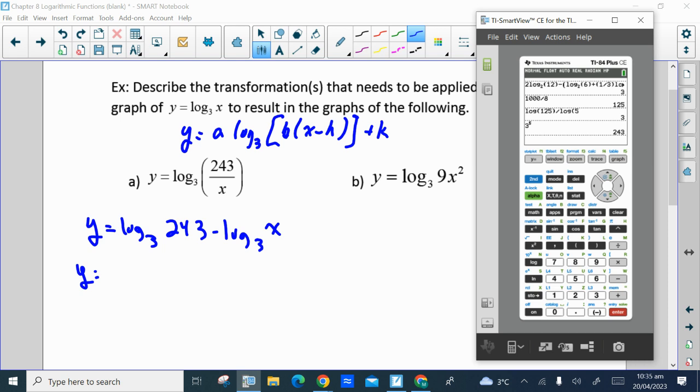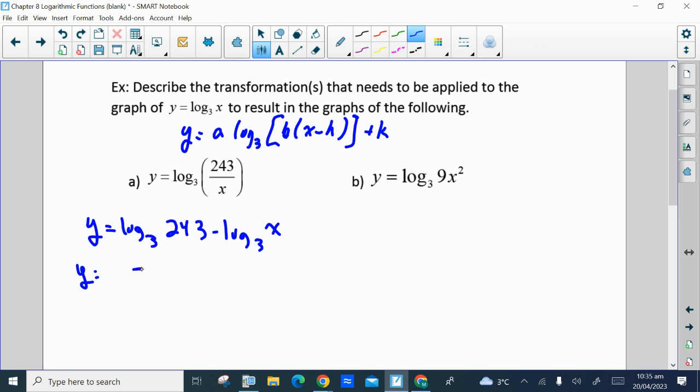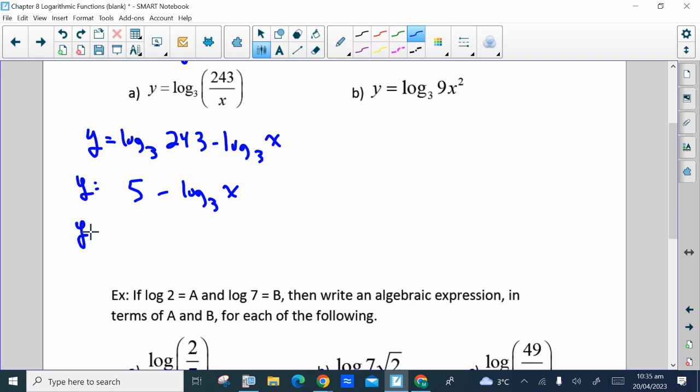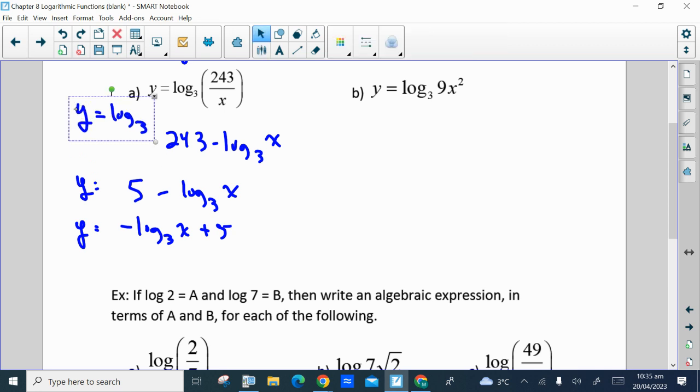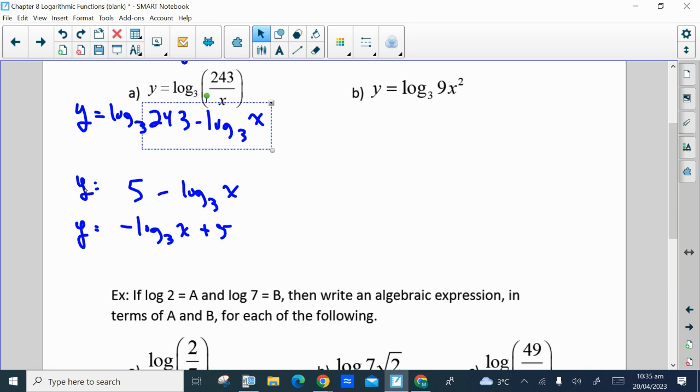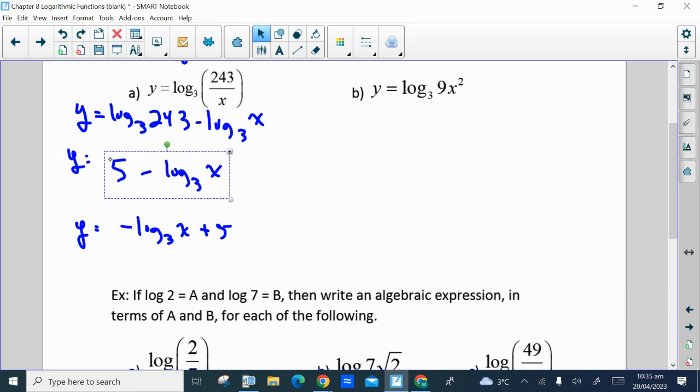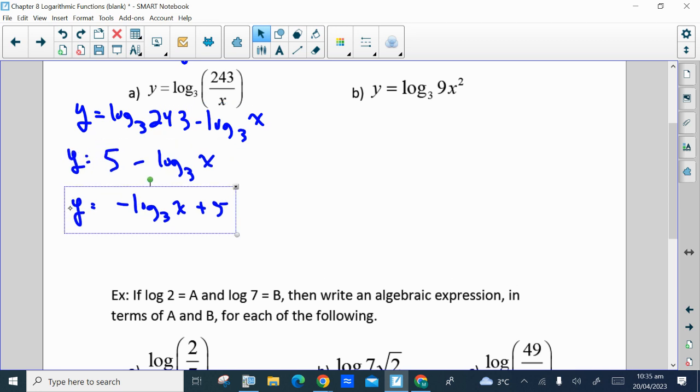You could also use your calculator, use the change of base identity, or the log function if you have it to calculate what that is. But that is 5. And the only thing that we would do differently is just rearrange those terms to put the log part first and then the plus 5 second. So now we've written that in a format that we can talk about what transformations are happening.